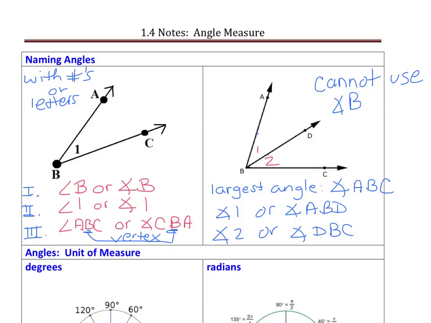So hopefully this is clear. It's very, very important that you're able to read this notation and identify what angle it is referring to in a diagram. And it's also very important that you're able to read this notation and draw your own diagram.